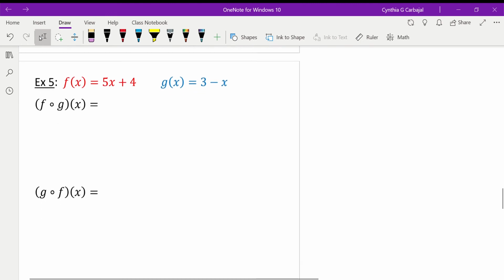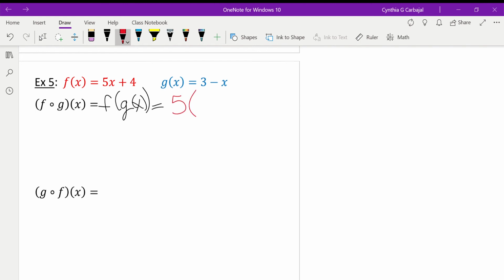We're starting with the f function. In the f function, we're going to substitute in a g function. So f function is red, 5x plus 4, so 5 parentheses plus 4. And the g function is going to be substituted in place of x, so 3 minus x. Then we have to do the math.